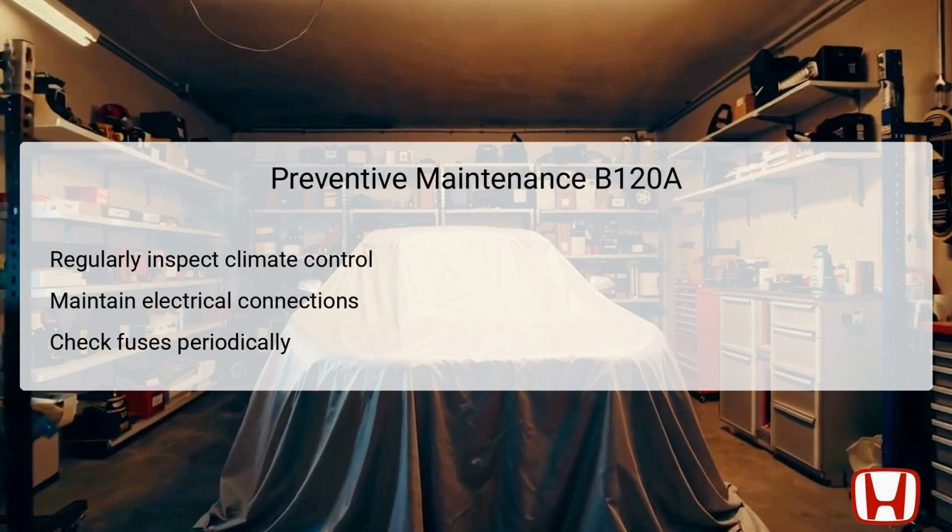Additionally, checking fuses periodically can catch any potential failures before they become more significant issues. Ensuring that the climate control panel and its communication lines are clean and free from debris can prevent troubles with LIN communications. Remember that preventive maintenance can save time and resources down the road.